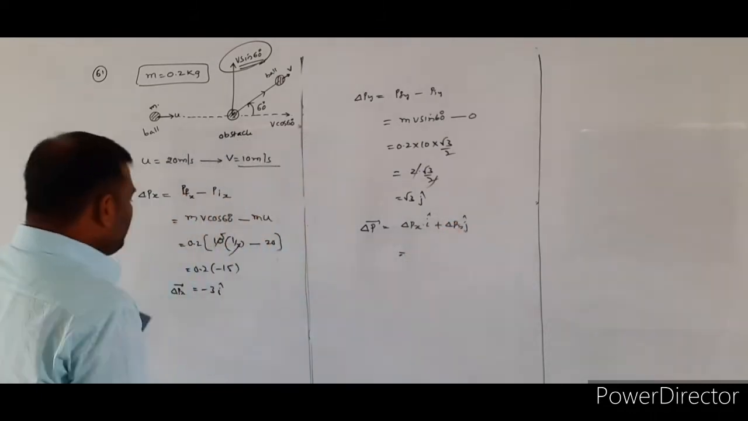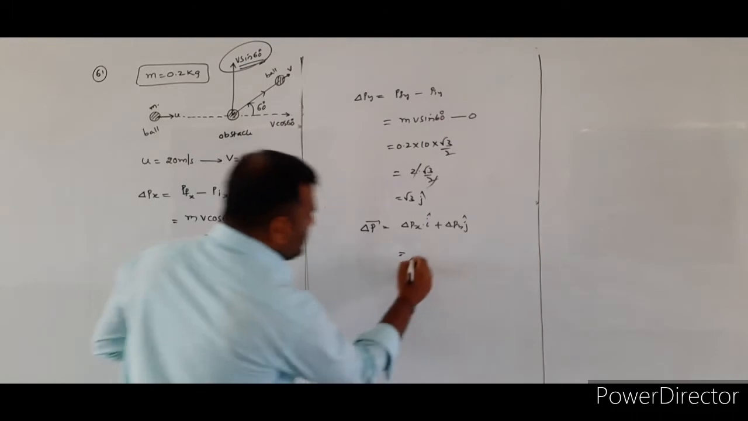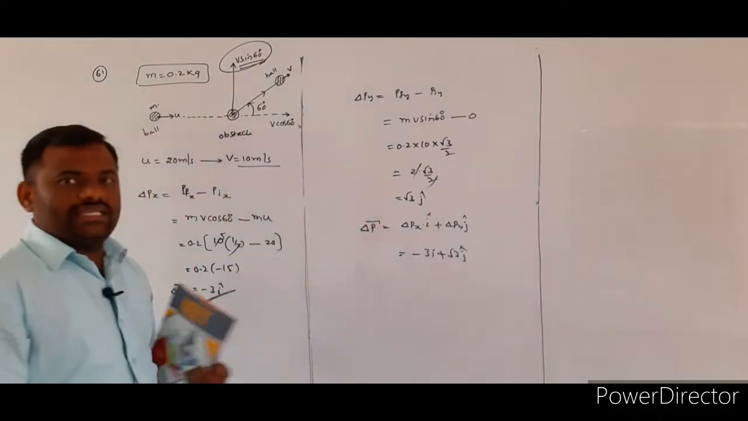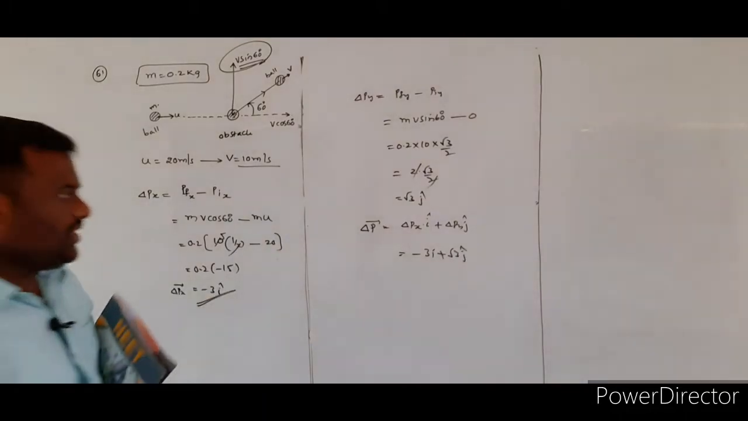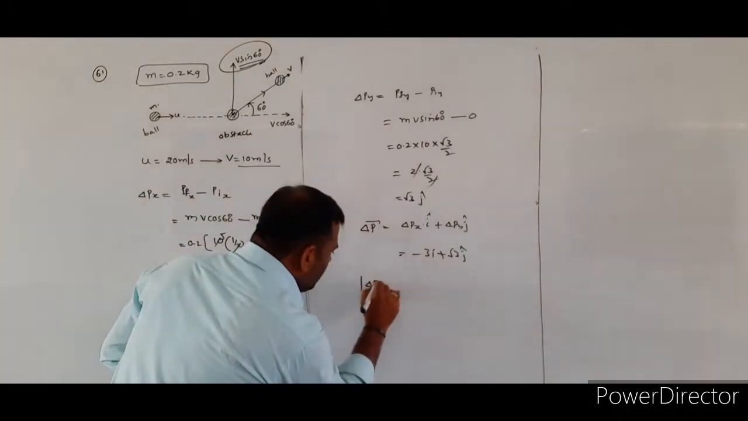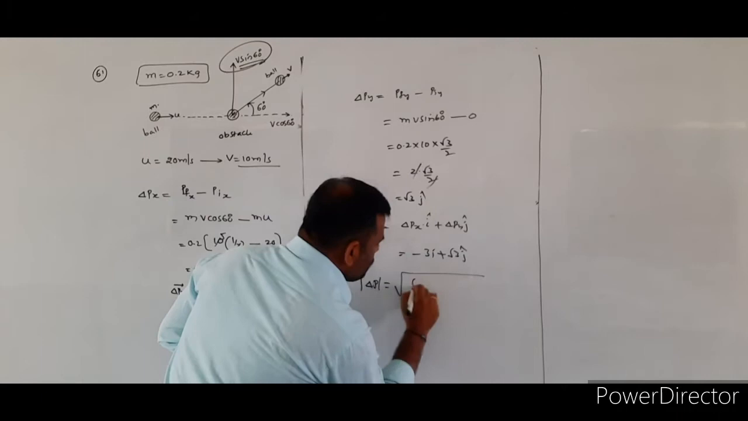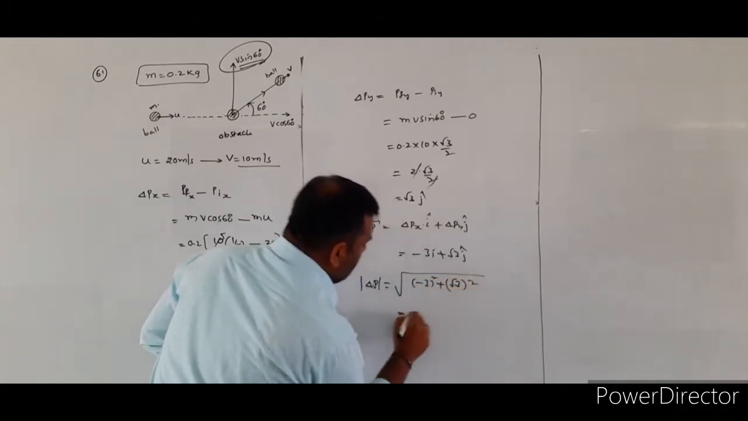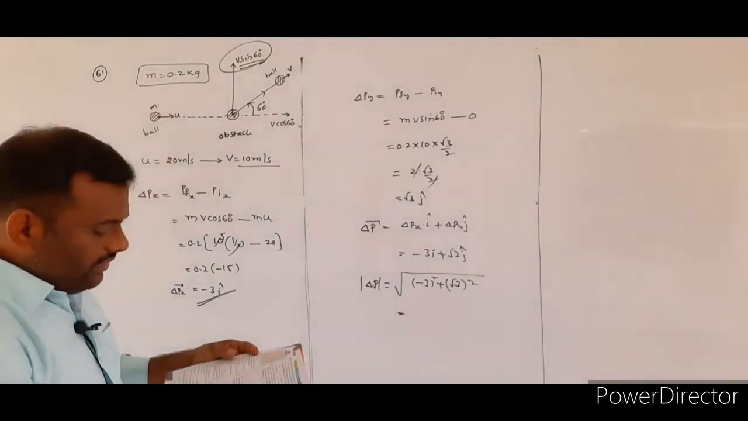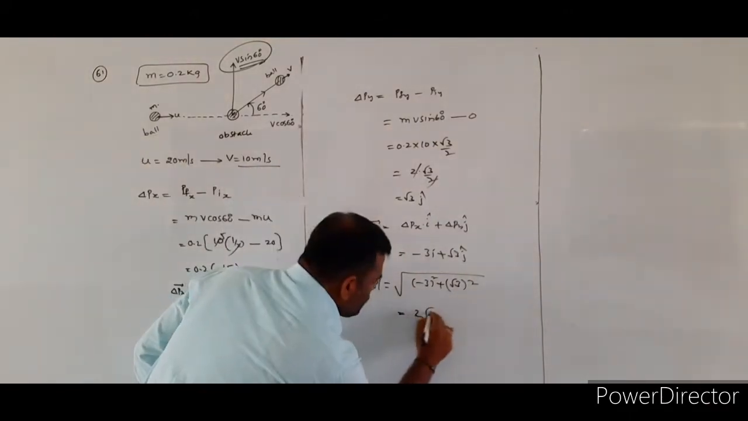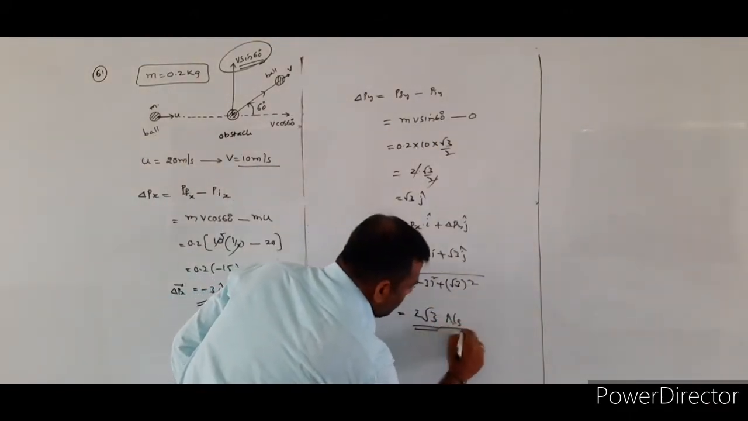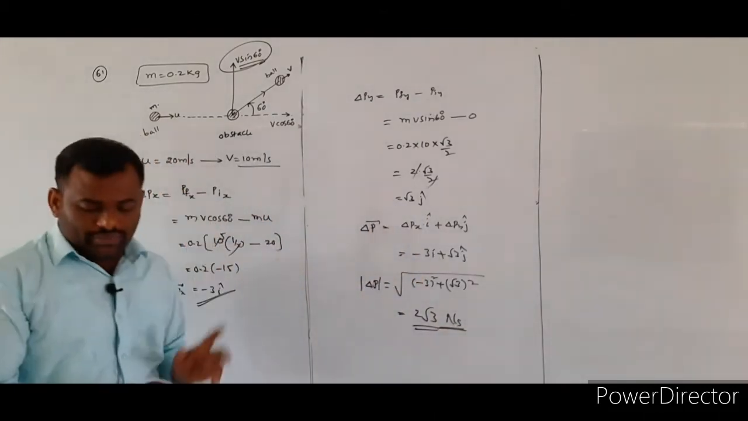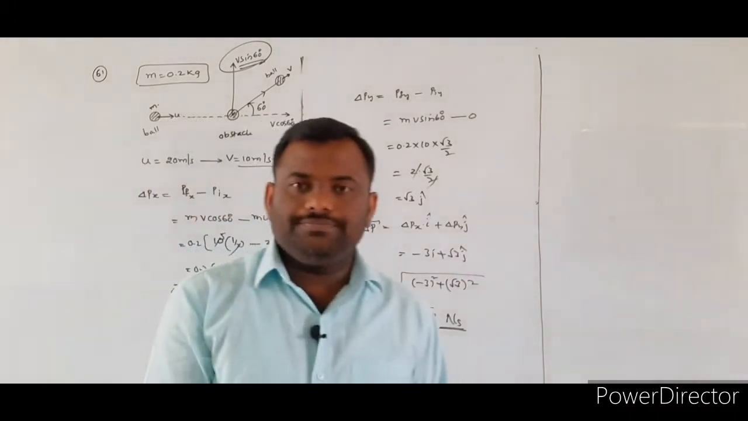So what is the change in momentum value along the x-axis? Minus 3i plus root 3 j cap. It is a vector representation. To find the change in momentum value, we have to take the modulus, so that minus 3 whole square plus root 3 whole square. If you simplify this value, you will get 2 root 3 newton second. So this is the way to calculate the change in momentum for numerical number 61.